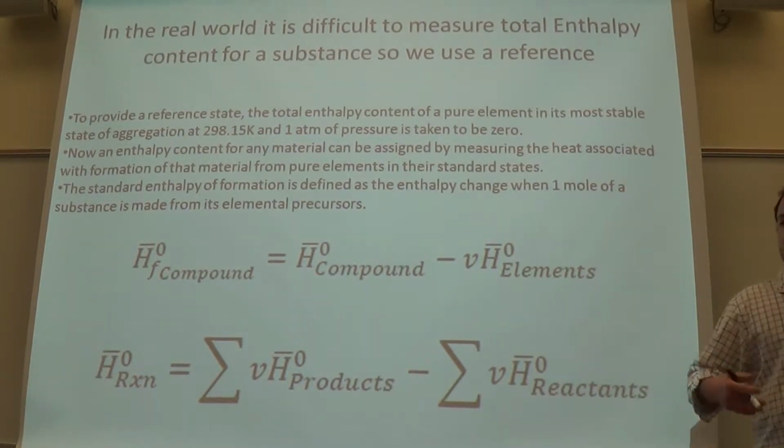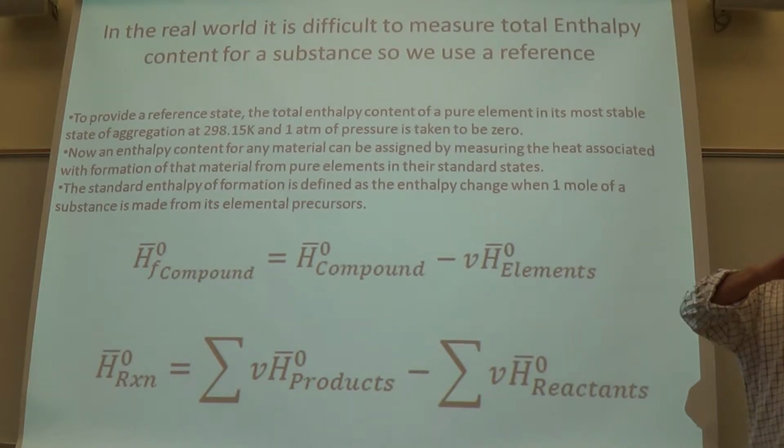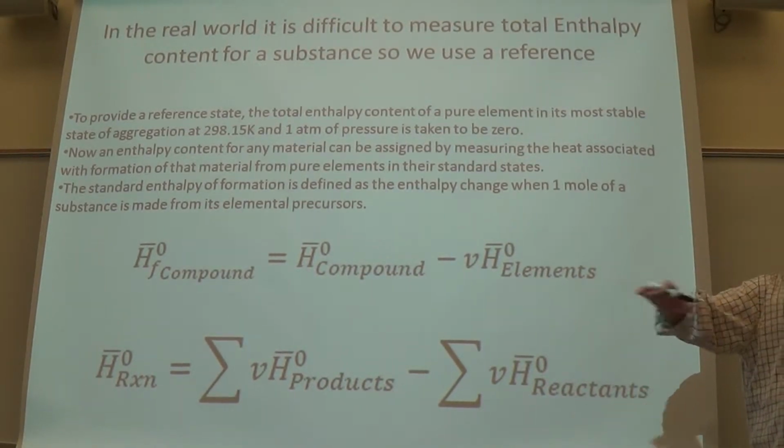So we say that the enthalpy content of elemental oxygen at 1 atmosphere of pressure and 298 Kelvin is 0. We define all reaction products that involve oxygen relative to that 0.